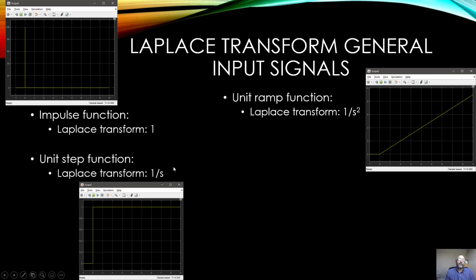And the unit ramp, if we apply a Laplace transform to that one, it will become 1 over s squared. So these three, it would be very helpful for yourself and save you time if you manage to memorize those. So the unit impulse function has Laplace transform 1, the unit step function is 1 over s, the unit ramp function is 1 over s squared. Especially the step function, that's one that you will use often.